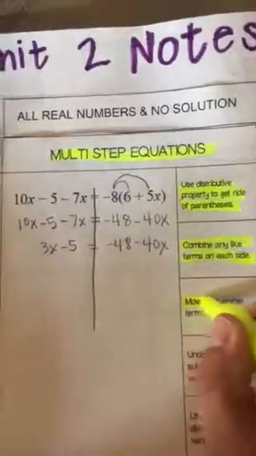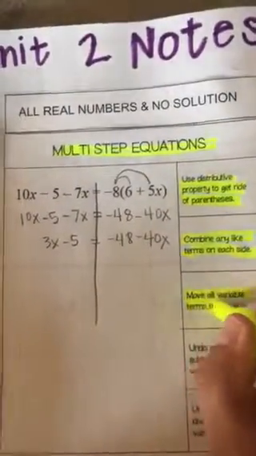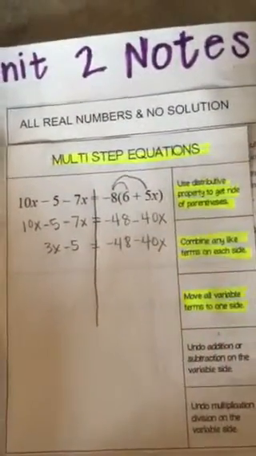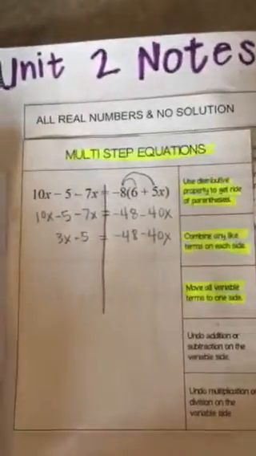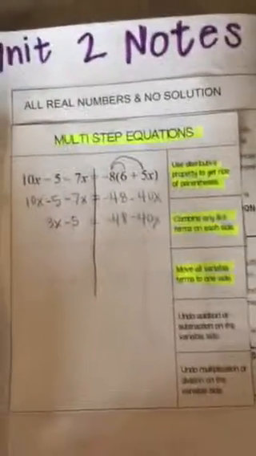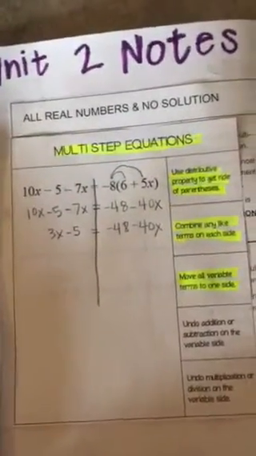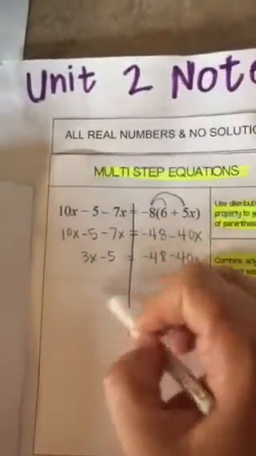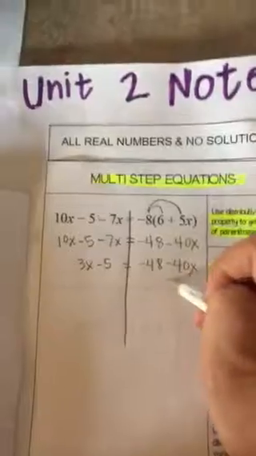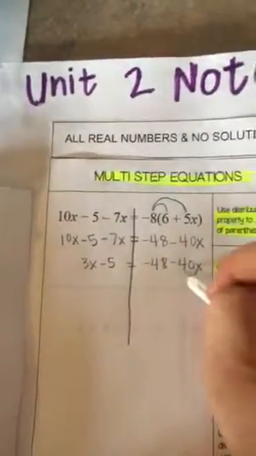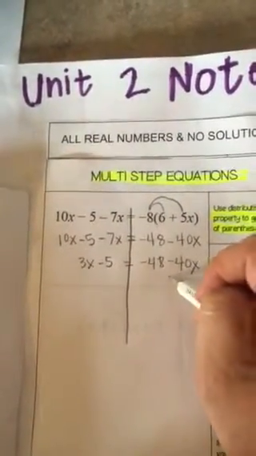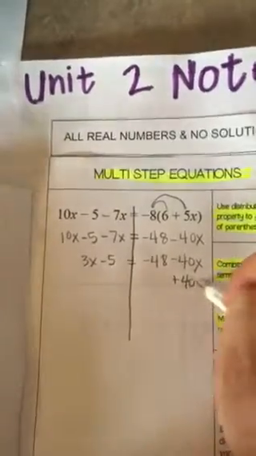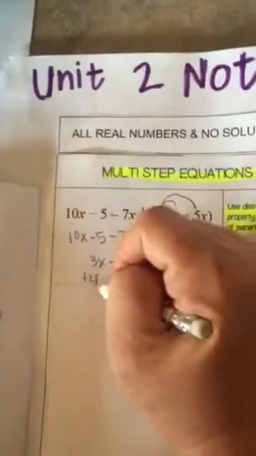Then we're going to do this next step, which is move all variable terms to one side. Like I said in the previous lesson, it doesn't matter which side you move your x's to. Some people prefer the left, some people prefer the right. Like I said before, most beginning algebra students like their x's to all be over here on the left. So I'm going to move this x over here. To get rid of this -40x, I would add 40x. So I'm going to do that on both sides.